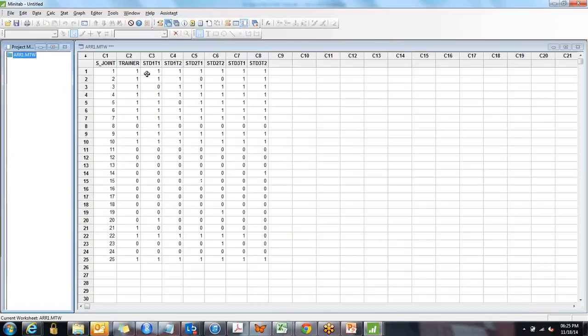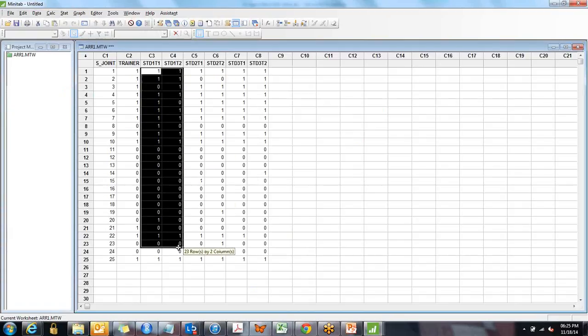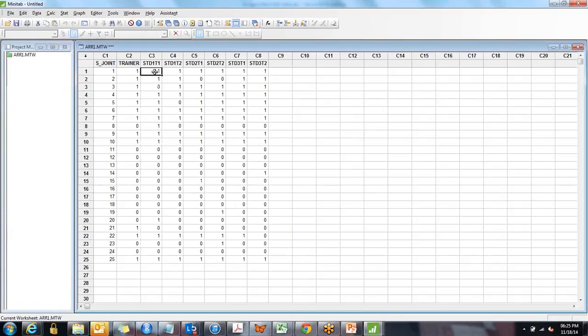Let me go back to the worksheet. Here is student 1. He takes 2 trials. There are in total how many trials? 25 trials. In the first row 1 and 1, so it's matching. Second, 1 and 1, it's matching. It's 0 and 1 for the third one, it is not matching. Then 1 and 1 matching. 1 and 0 not matching. 1 and 1 matching. 1 and 1 matching. 1 and 0 not matching. So in this way, how many are not matching, Anuj?